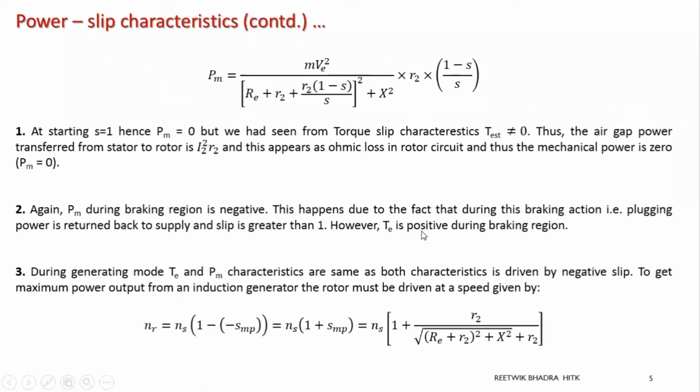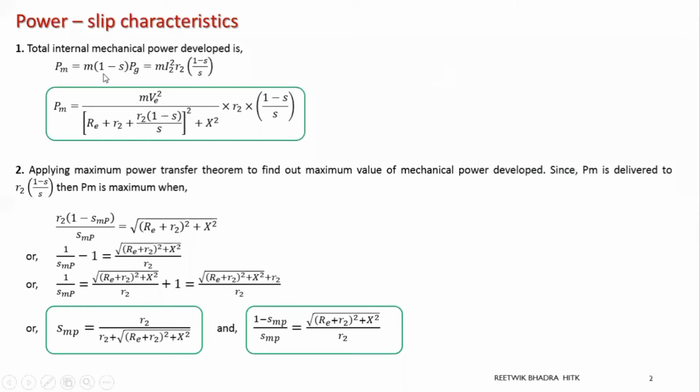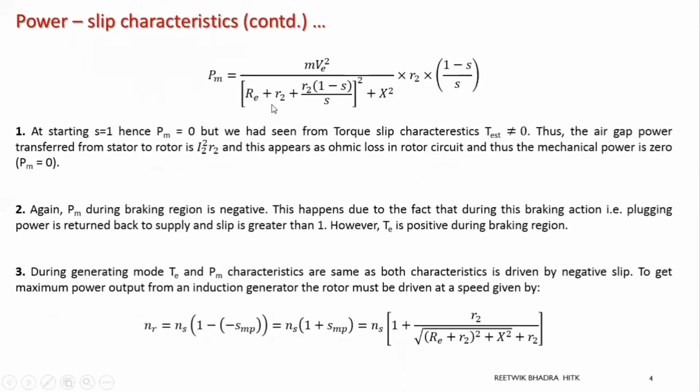Now we'll go into the power slip characteristics, for which we need the equation of our mechanical power. We have taken the standard equation. We have not written the maximum value, because maximum value occurs only at one particular point of slip. Since we are drawing the characteristics, we need the general equation of PM. So this is the first equation of PM, and I have written this equation over there.